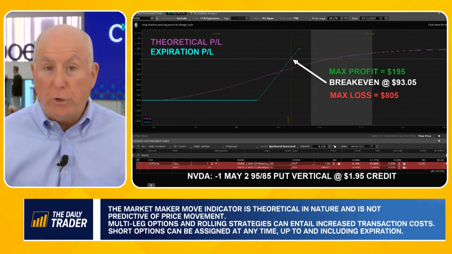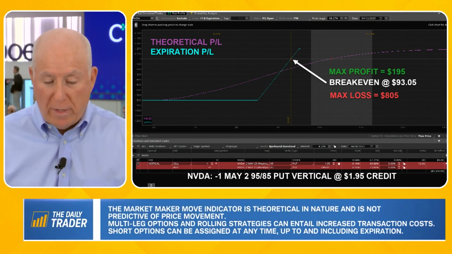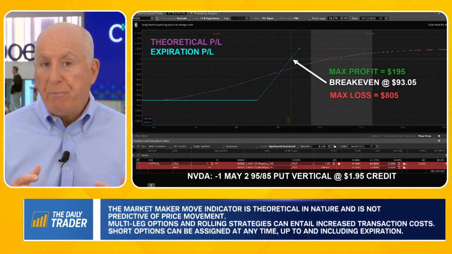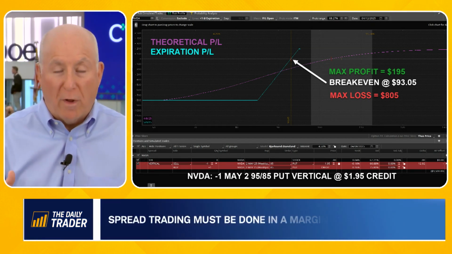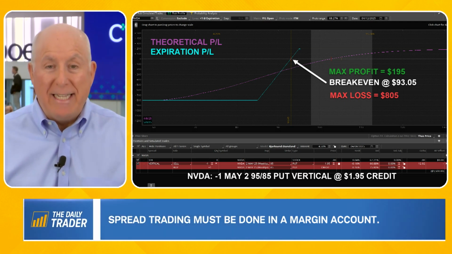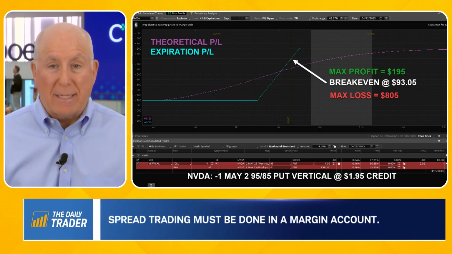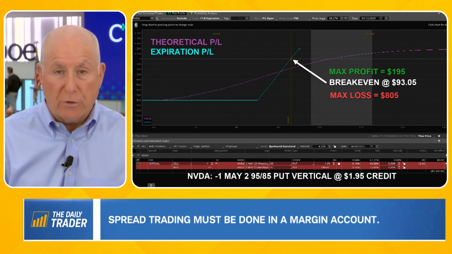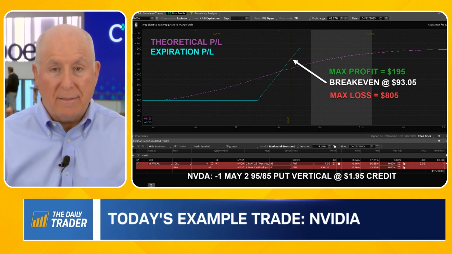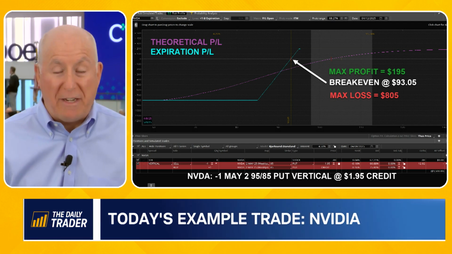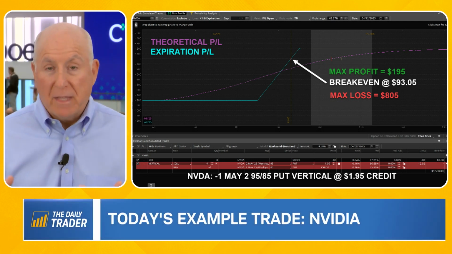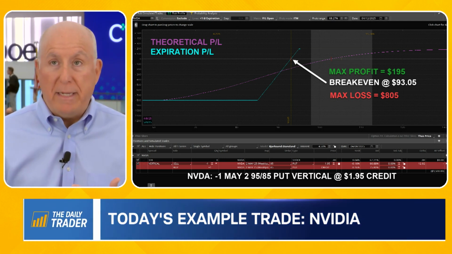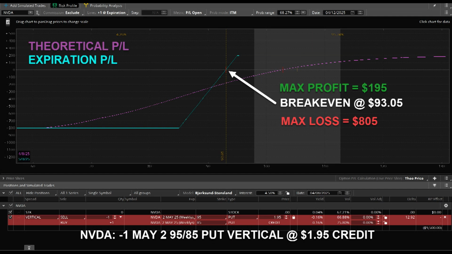Now, the most you can make on a trade like this, as you know, is the credit taken in. So if you sell it for 1.95, if you sell it for 1.55, the credit taken in is the max profit. Now, the max loss is different. It's the difference between $10, the width of the strikes, minus the credit taken in. So if it was 1.95, it'd be 805. If it was 1.55, it'd be 845. You see how that works. The difference between the strikes and the credit taken in.